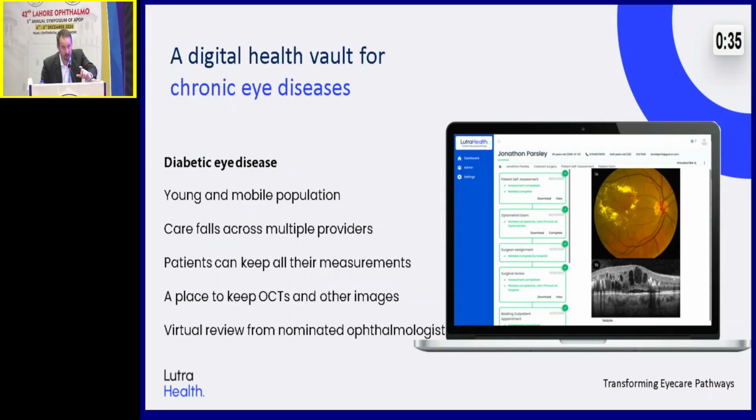And what I think would be useful in this environment where there's a young mobile population and a relatively higher rate of diabetes. People move around, people change jobs, people change city, they move country. Younger people are very mobile. And their care can often fall across multiple providers, and they turn up with lots of OCTs packed into lots of folders. And so patients keep hold of their records. So it becomes a kind of patient-centered, like a digital health vault for chronic eye conditions.